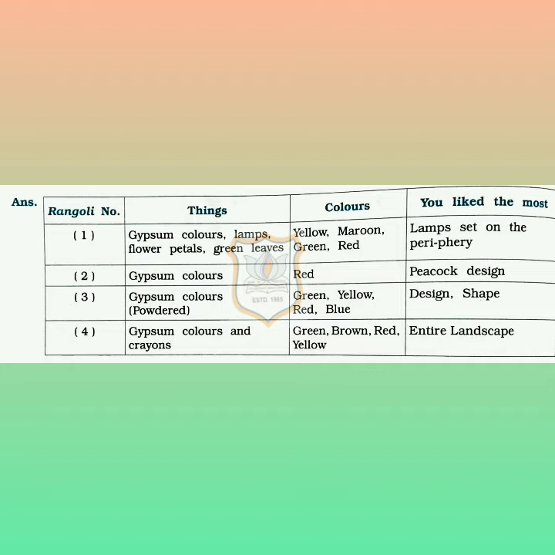Number 4, gypsum colors and the crayons. And the colors used here are green, brown, red and yellow. And the design which is made, it is entire landscape. So this chart, the answers you have to copy in your textbook itself, children.